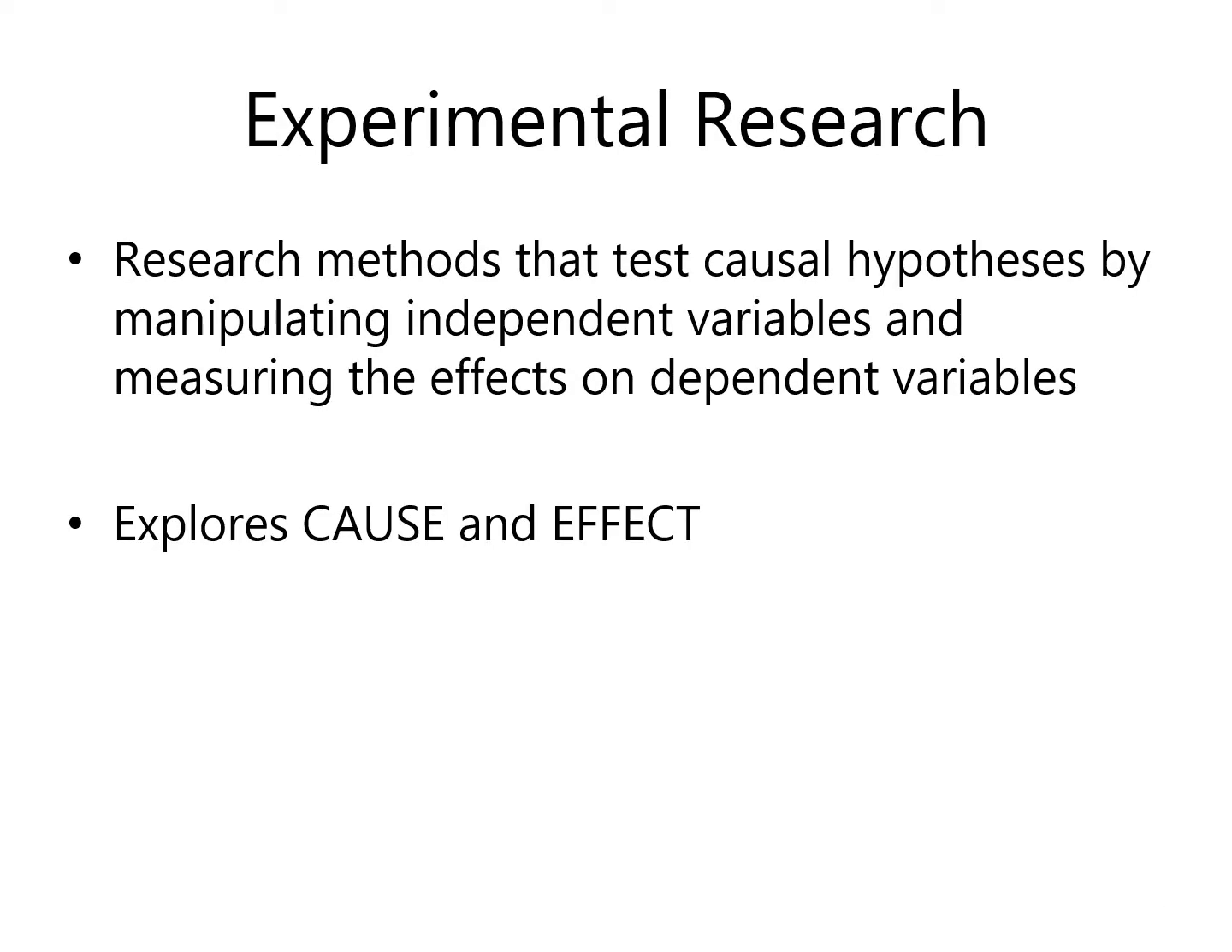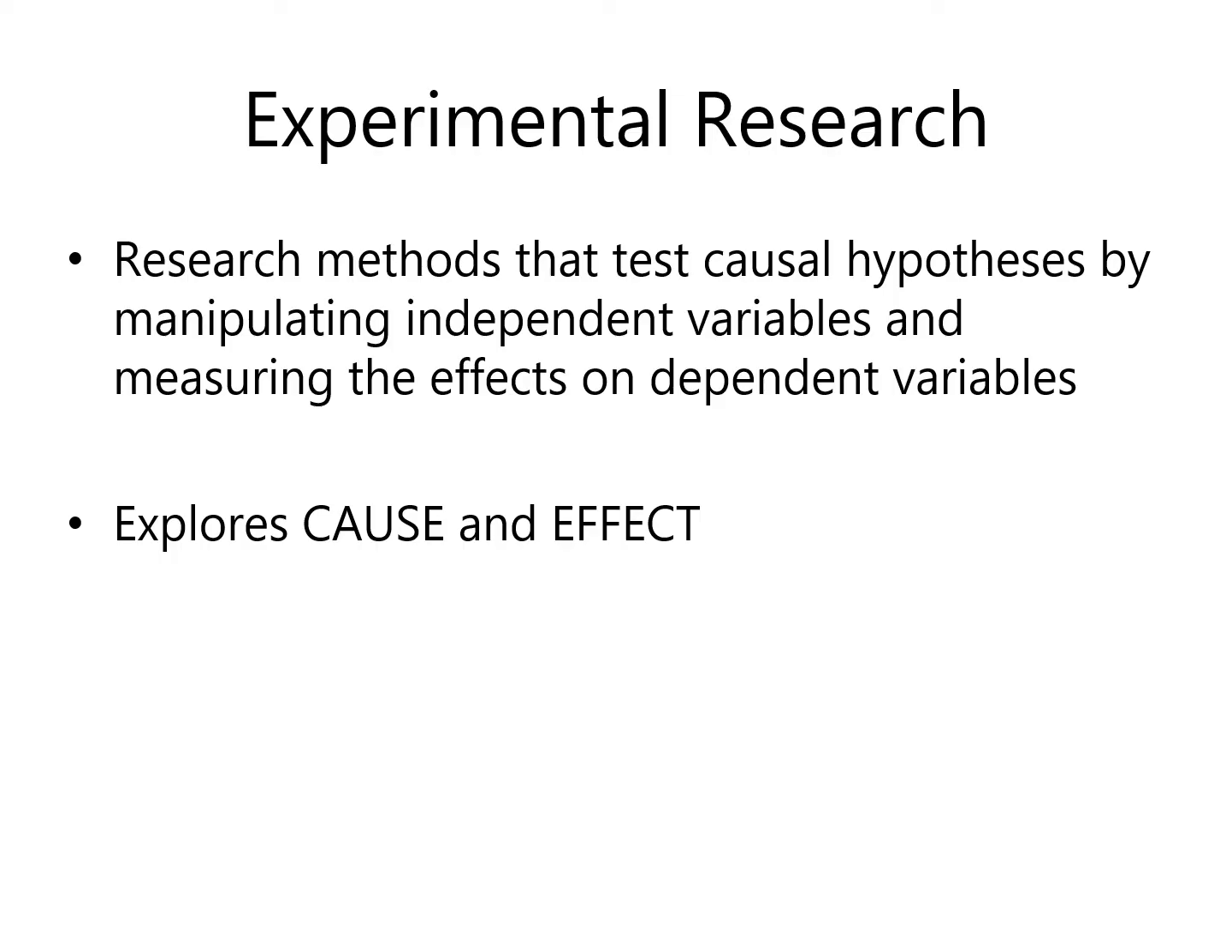Our next type of research is experimental research. So leading up to this, we've talked about descriptive research and correlational research, but what most people think of as research is actually experimental research. In experimental research, we use methods that test causal hypotheses by manipulating the independent variables and measuring the effects on dependent variables. In this type of research, what we're doing is exploring cause and effect.